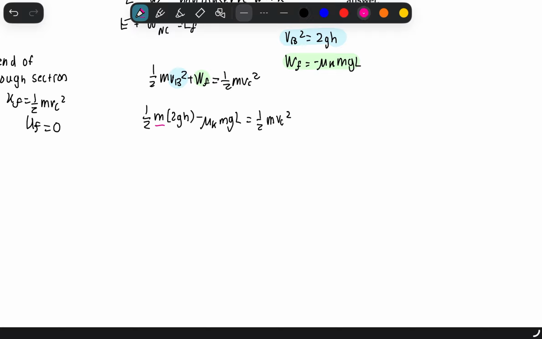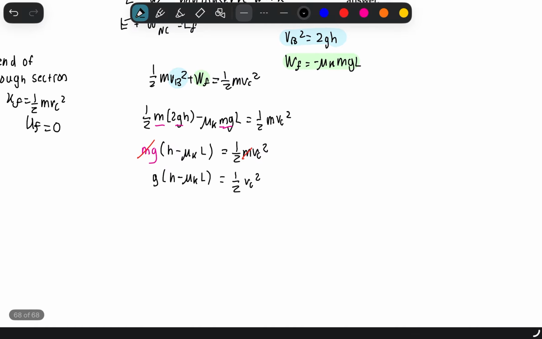You can factor out m and g here, so we get mg times height minus mu k l is equal to 1/2 m vc squared. After this, you can cancel out the m's from both sides, and we have gh minus mu k times l is equal to 1/2 vc squared. We can multiply both sides by 2 to get rid of that 2. So you have 2g times h minus mu k times l is equal to vc squared.